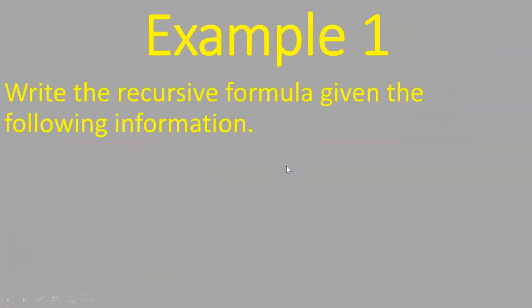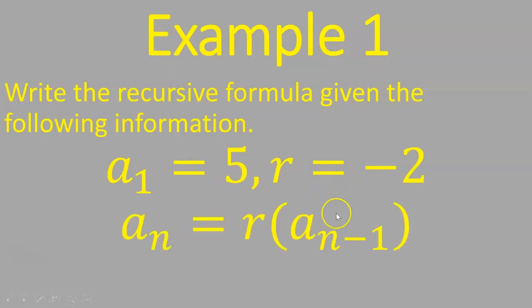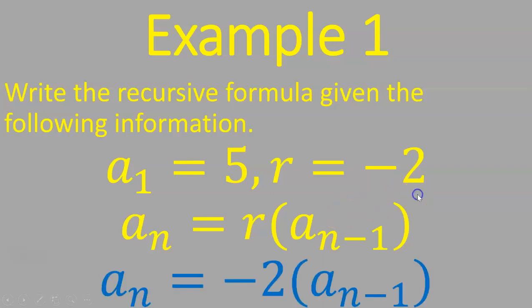So our first example, write the recursive formula given the following information. So a sub 1 is 5 and r is negative 2. So here's the recursive formula. Notice it doesn't care what a sub 1 is, so there's no need to have the 5. You just simply put the negative 2 in the r position, and that's it. So this, again, is not as powerful as the explicit formula. It just tells you how to get to the next term from where you are.